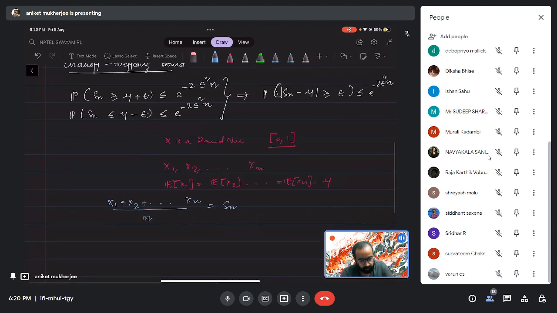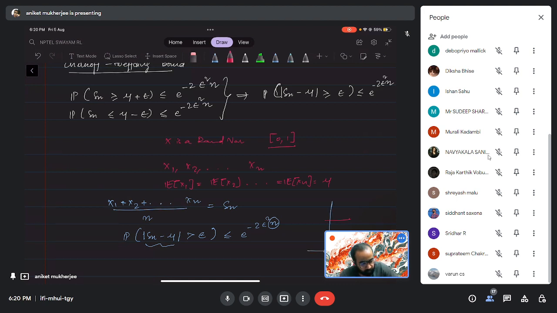So now, what this gives you is the probability of mod Sn minus mu. This term gives you how close you are to the mu. So the probability of you not being epsilon close to mu is less than or equal to e power minus 2 epsilon square into n. It depends on n. So let me draw it here.